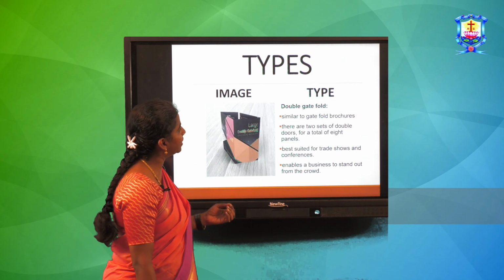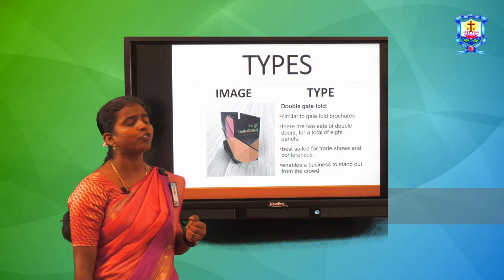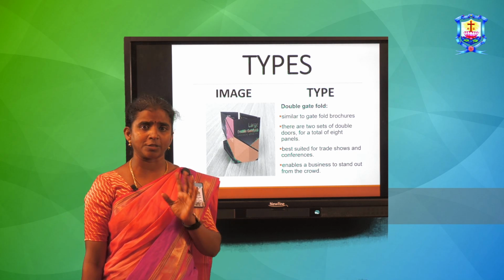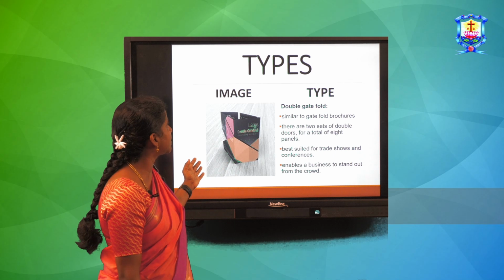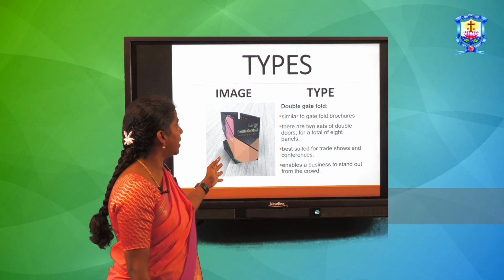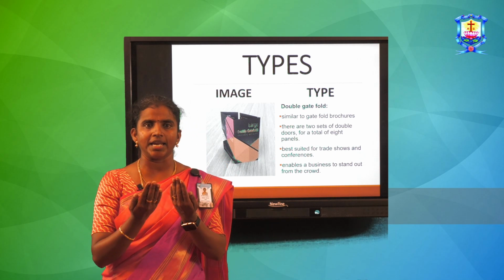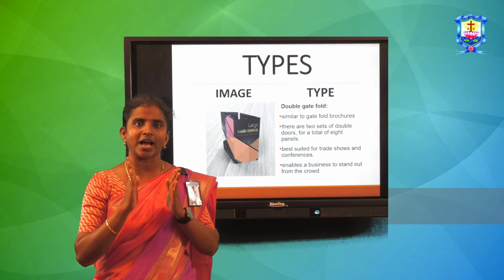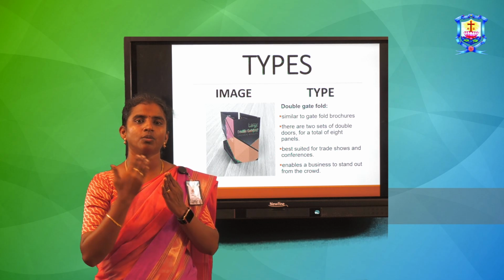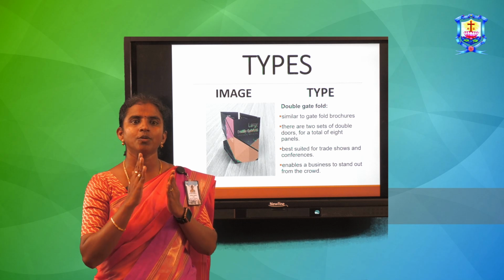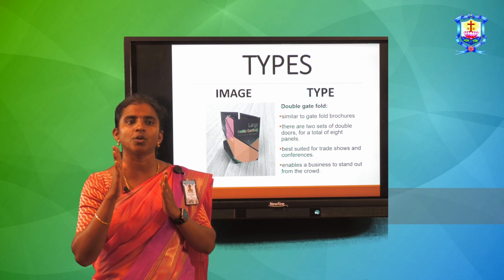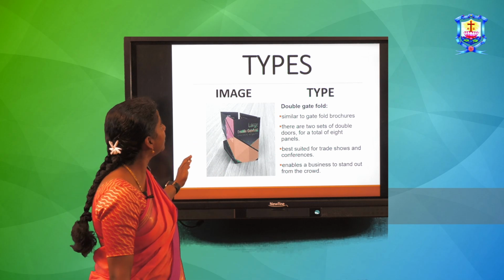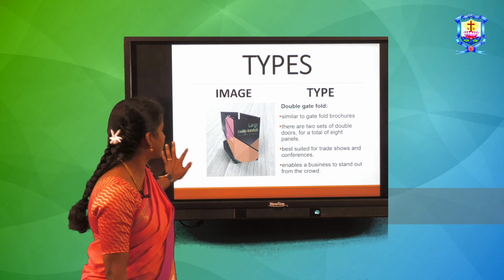And the next one is double gate fold. This is meant for business. When you have a big crowd and you want to explain your business, this is the best brochure format. You get 4 sides, which means you get 8 panels. Inside each panel, people will be able to understand what the particular topic is, or what brand you are going to explain. That's how the double gatefold works.